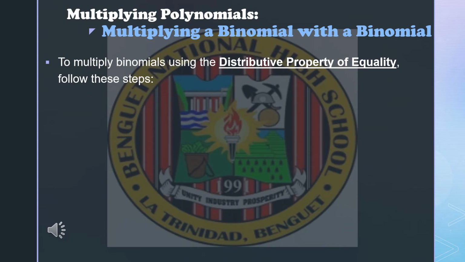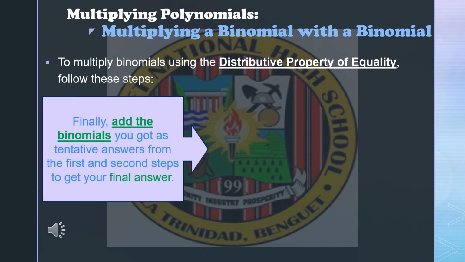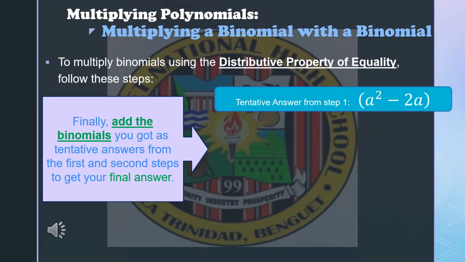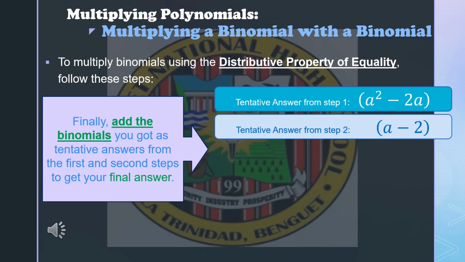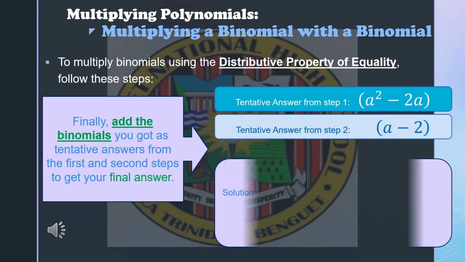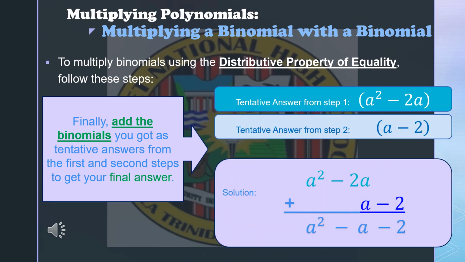For our final step, we add the products of our first and second steps. Take care to add or combine similar terms, or the terms with the same variable, by adding the coefficients and copying the common variable, just like what we did with negative 2a and a here in our solution. After adding and simplifying, we now have our final answer, a squared minus a minus 2.